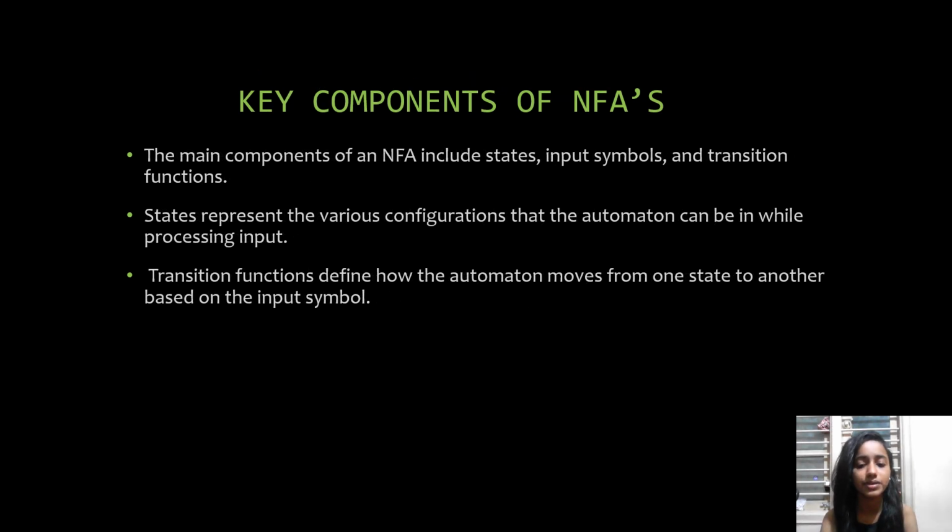So, what are the key components of an NFA? Well, there are five main parts: states, input symbols, transition functions, a start state, and accept states. Think of states like different modes that the machine can be in. Input symbols are the characters that the machine reads. Transition functions define how the machine moves from one state to another based on the input symbol. The start state is where the machine begins, and accept states are where the machine ends if it recognizes a string.